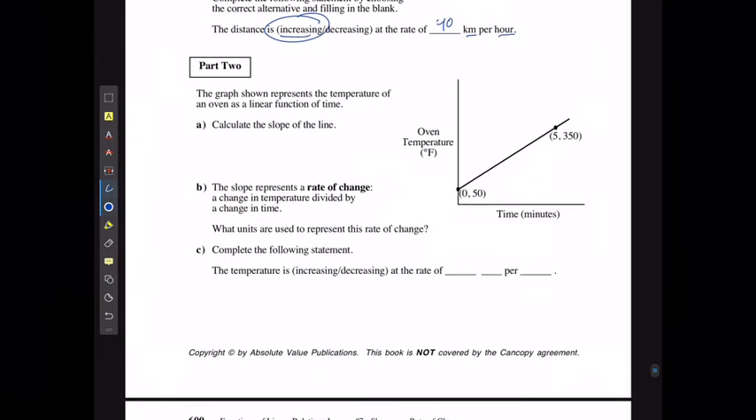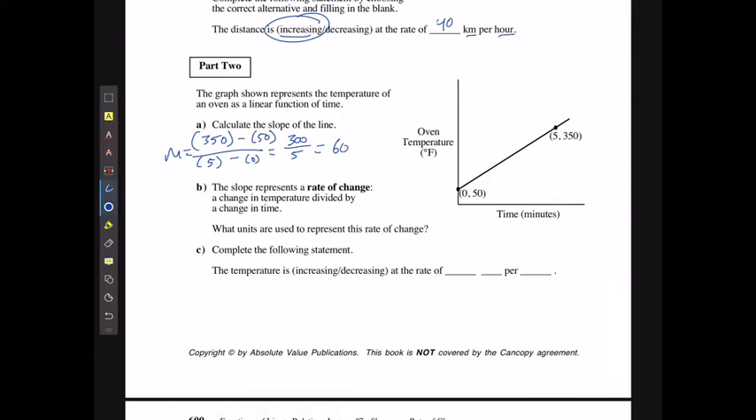If we're looking at another example of this, the graph shown represents the temperature of an oven as a linear function of time, where we can calculate the slope from these 2 points. I'm going to say the slope is going to be represented by 350 over 5 minus that 50 over 0, or 300 over 5, which is going to give me 60.